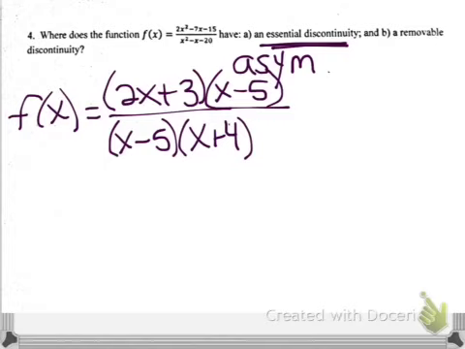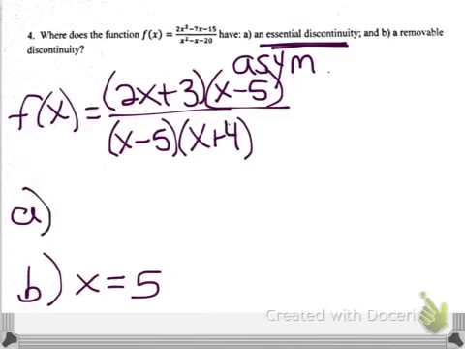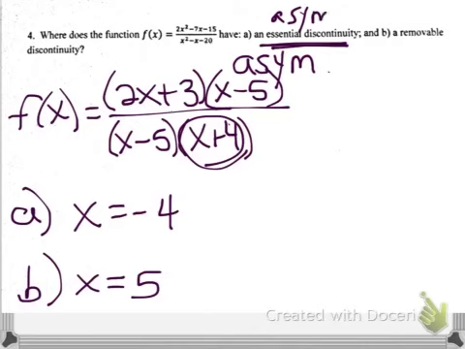Now looking and remembering from last year, what's happening? It has x minus 5 in common. So that is actually where there's going to be a hole in the graph, which would be my removable. So part B would be at x equals 5. Part A would just be the asymptote, which would be at -4. So the asymptote is my essential. So essential is your asymptote. Your removable is your hole.